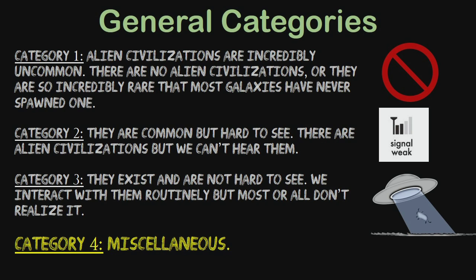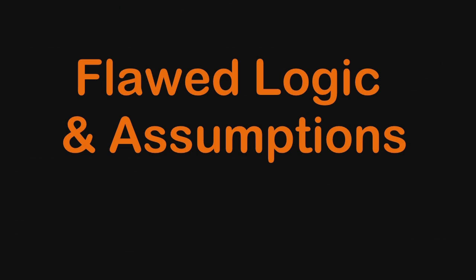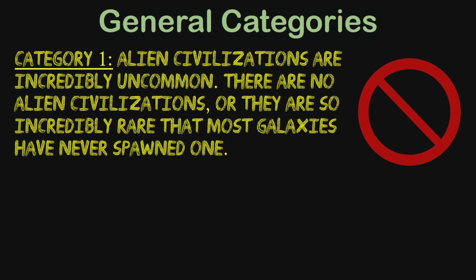A less formal way of looking at those categories would be Category 1, we can't see aliens because they don't exist. Category 2, we can't see them because we're not looking hard enough or in the right way. Category 3, we can't see them because we are being tricked or tricking ourselves. And Category 4, we have a massive flaw in our logic where this paradox is concerned.